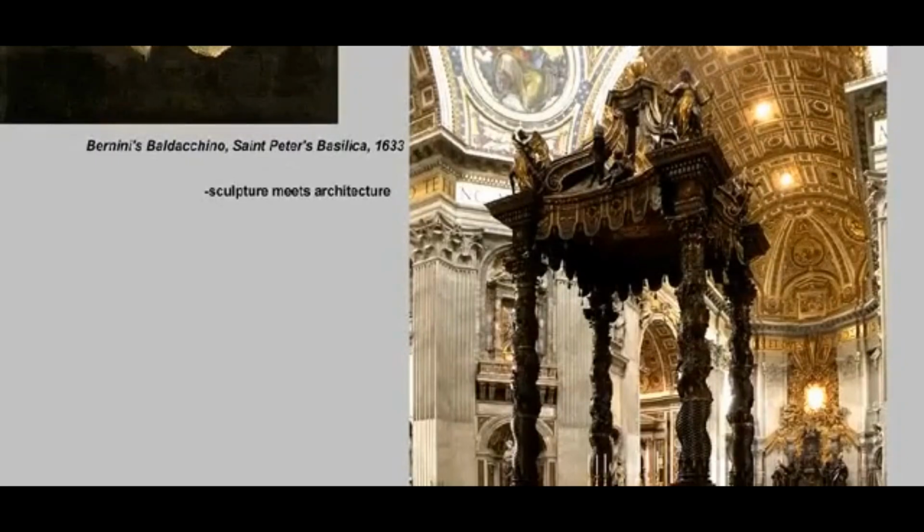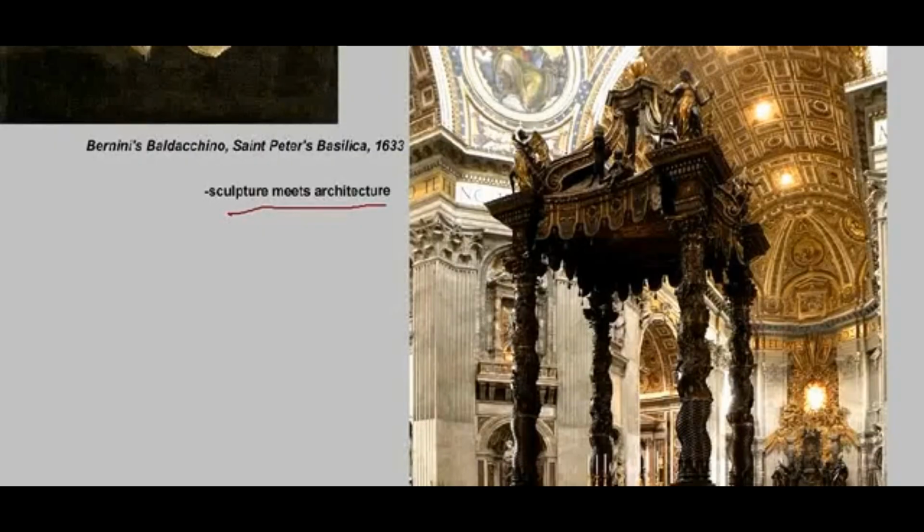First work we're going to take a look at is his Baldacchino, which is located in St. Peter's Basilica and dates to 1633. And I have here on the screen sculpture meets architecture, because that's really what this work of art is. It's a cross between a work of sculpture and a work of architecture. And this is the first project Bernini did for the Pope.